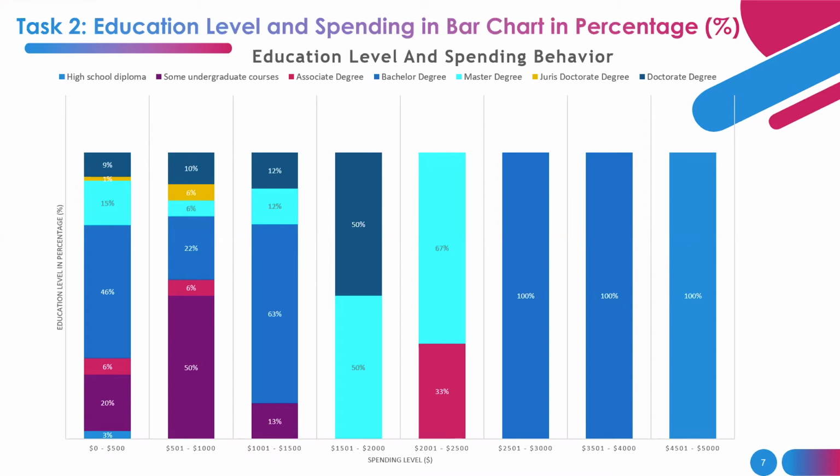Degree, master's degree, and doctorate degree holders are able to spend higher, such as doctorate degree holders, who are able to spend between $2,500 and $4,000. There is an exception of one female with a high school diploma spending $5,000 per year.